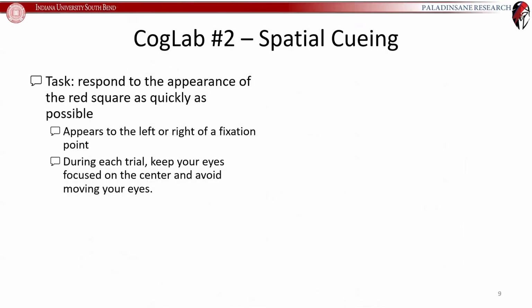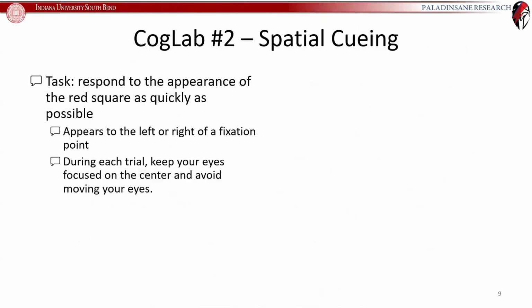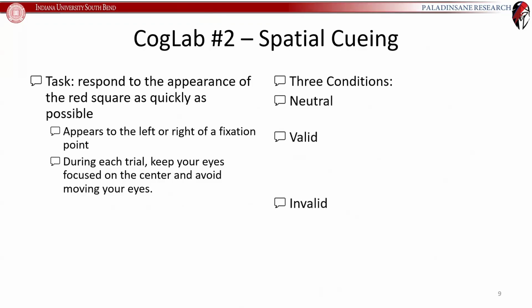So as soon as the square pops up, you press detected it, and then you would start the next trial. And there were three conditions in this experiment. It was neutral, valid, and invalid.